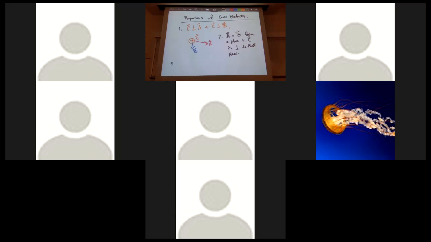Property number three, the magnitude of A cross B is then equal to the area of the parallelepiped, or let's see, what do I call that? We'll call it a parallelogram. Parallelepiped is three-dimensional. Parallelogram formed by A and B.